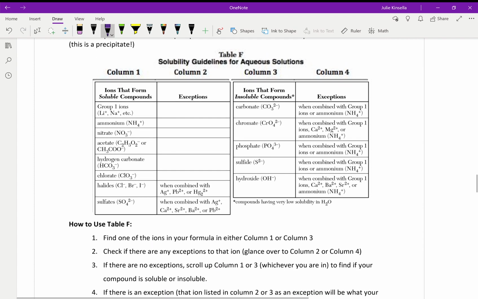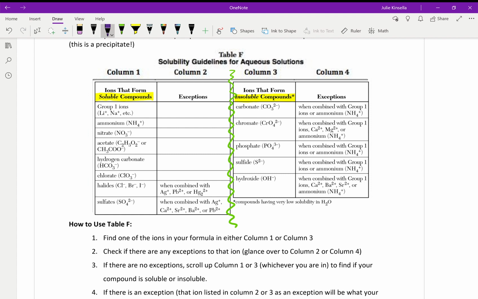A precipitate is the solid product that forms as a result of a double replacement reaction. For us in the Regents questions, it's really just about figuring out which is soluble versus insoluble. Table F is broken up into 4 columns, but there's a big divide down the middle. This is important. On the left-hand side, column 1, these are ions that normally form soluble compounds.